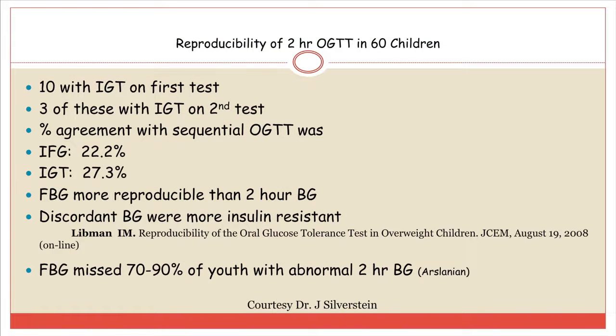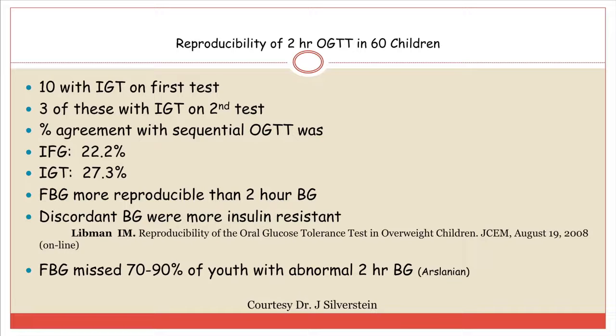There are some issues to think about. The 2-hour oral glucose tolerance tests are not always reproducible. Insulin resistance varies over time, even in the same kid. And so out of this very small group with impaired glucose tolerance on the first oral glucose tolerance test, 3 of these had it on the second. And percent agreement was very low. Fasting blood sugar may be more reproducible, but elevations in fasting blood sugar can be a later sign, where insulin resistance may be up and not varying.